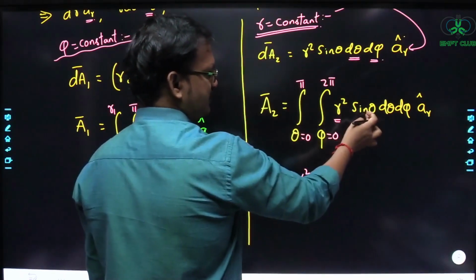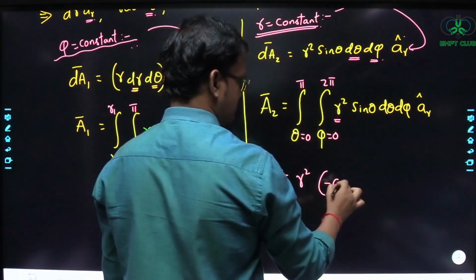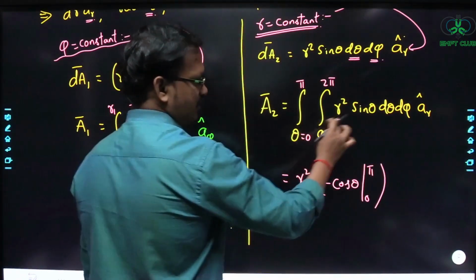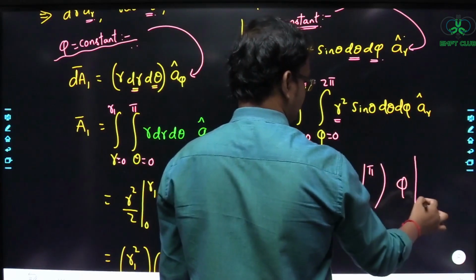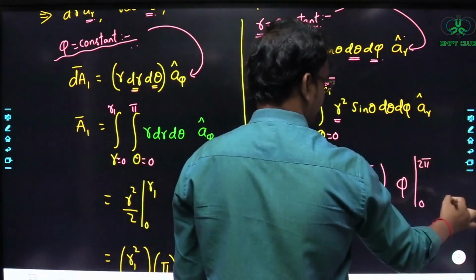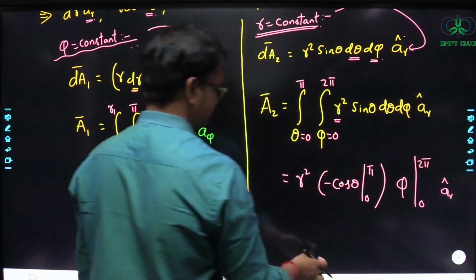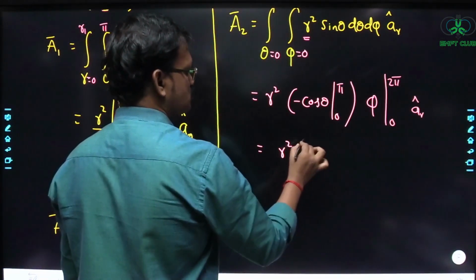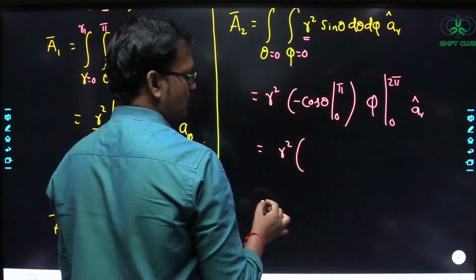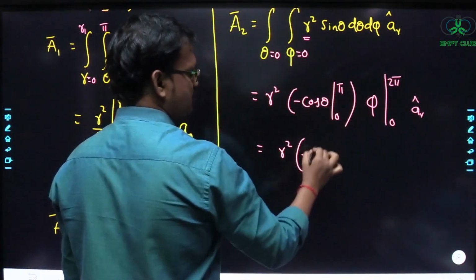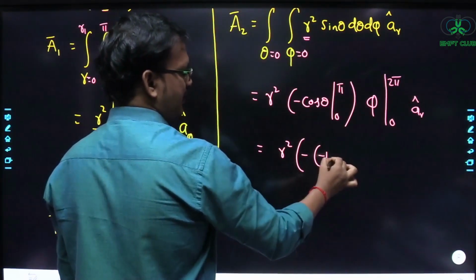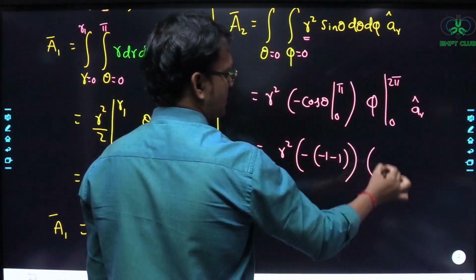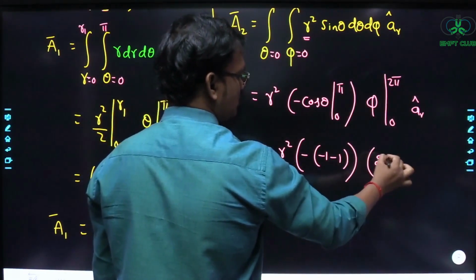So integral sine theta d theta is nothing but minus cos theta. Its range is from 0 to pi. Next, integral d phi is nothing but phi. Its range is from 0 to 2 pi. The direction is along AR cap. So this is equivalent to r square into, if you substitute the range, minus cos pi. Cos pi is minus 1, minus cos 0, that is 1, right? Multiplied by, if you substitute the range, 2 pi.